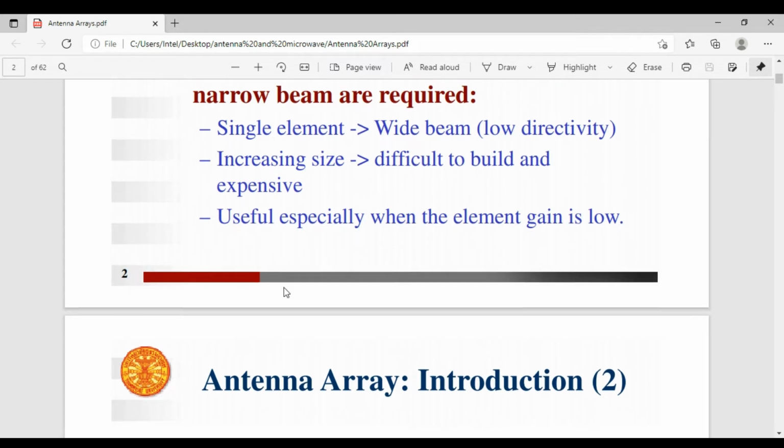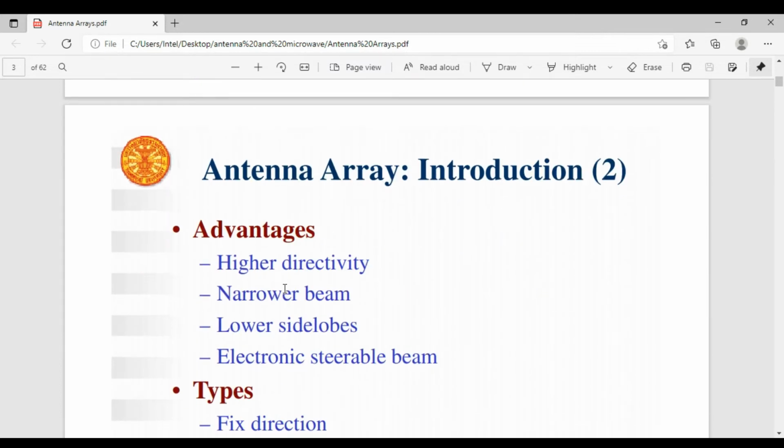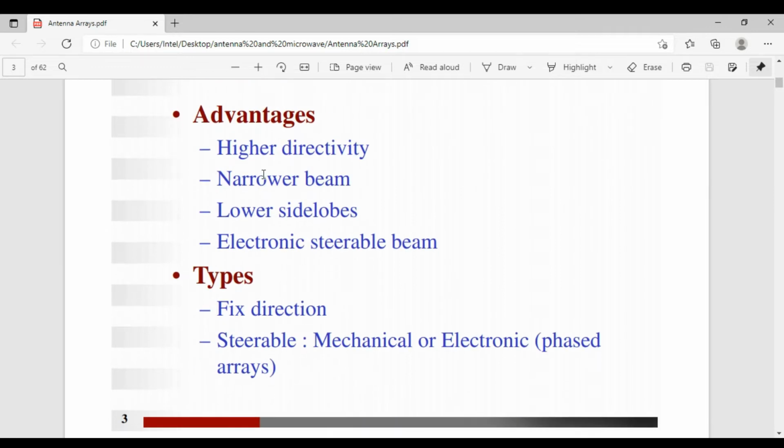Okay. So next it is antenna array advantages: higher directivity, narrower beam. What is directivity?